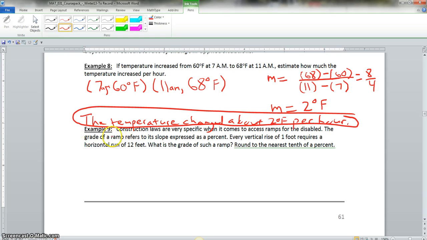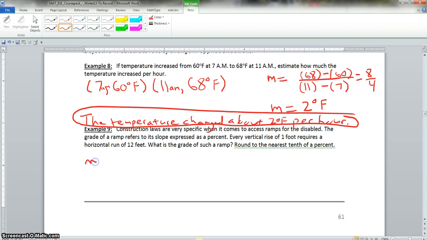Now, example 9. Construction laws are very specific when it comes to access ramps for the disabled. The grade of a ramp refers to its slope, expressed as a percent. Every vertical rise of 1 foot requires a horizontal run of 12 feet. What is the grade of such a ramp? Round to the nearest tenth of a percent.